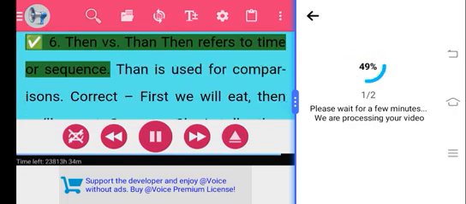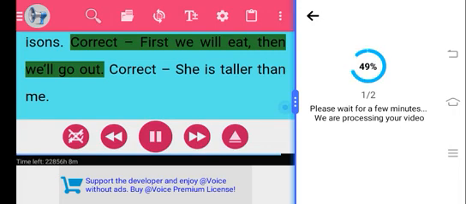6. Then versus than. Then refers to time or sequence. Than is used for comparisons. Correct: First we will eat, then go out. Correct: She is taller than me.